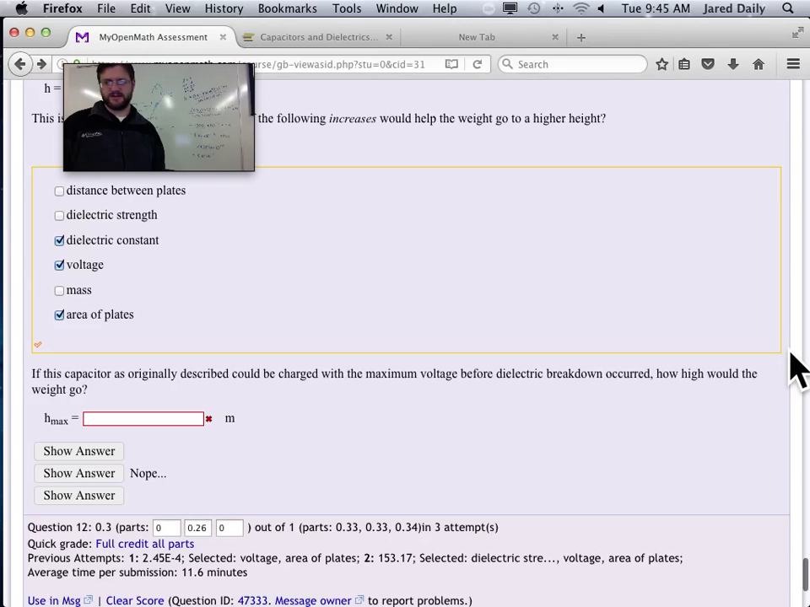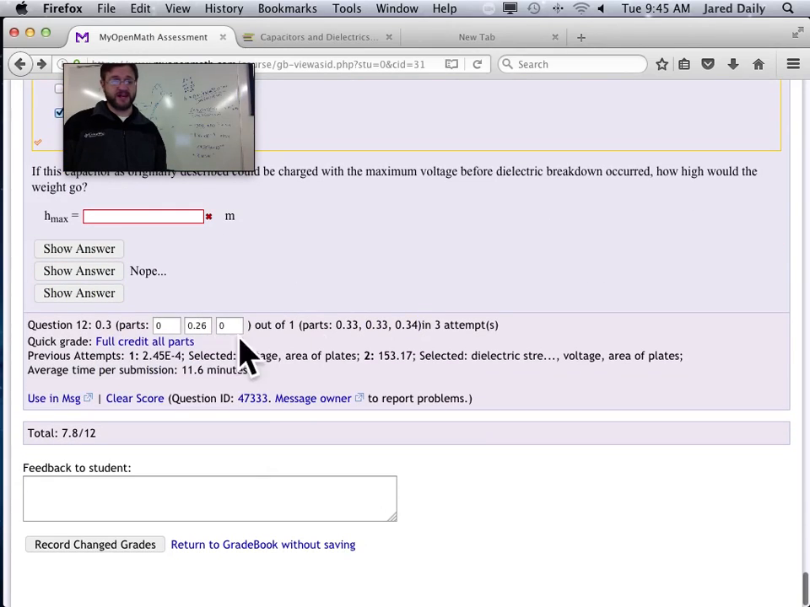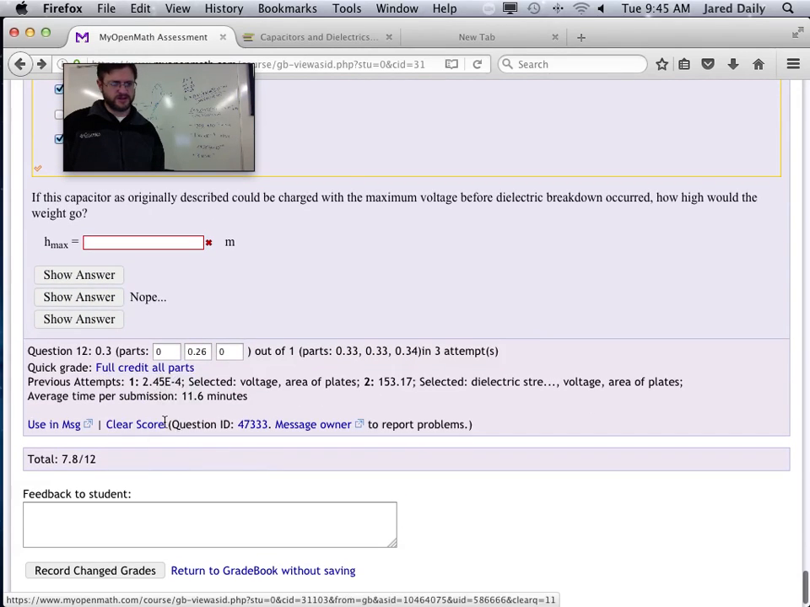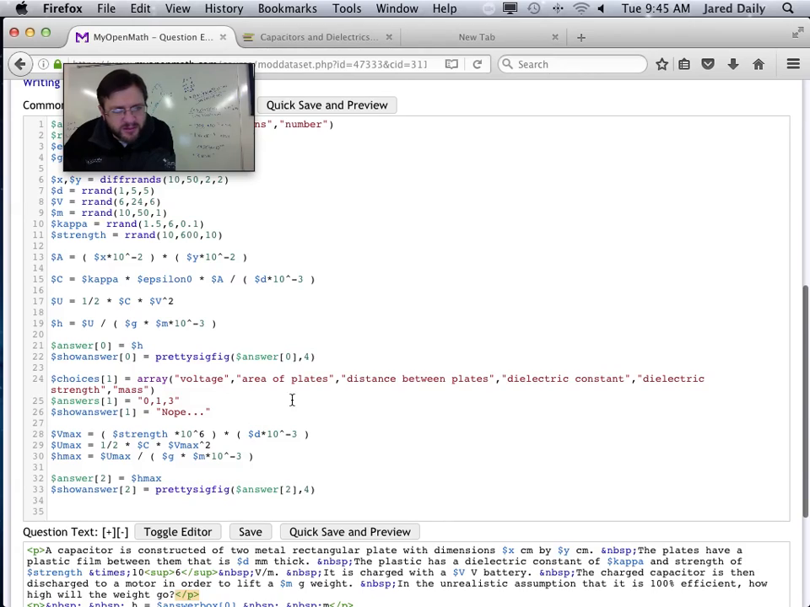If you can't change the material's strength, it doesn't have to change. Yeah, I don't know why they're saying that, and I haven't even looked at the answer yet. So let's look at the answer here real quick. Here we go. Let's see what it says for the choices: voltage, area of the plates, and dielectric constant. Yeah, they are saying that they don't like the dielectric strength as an answer.